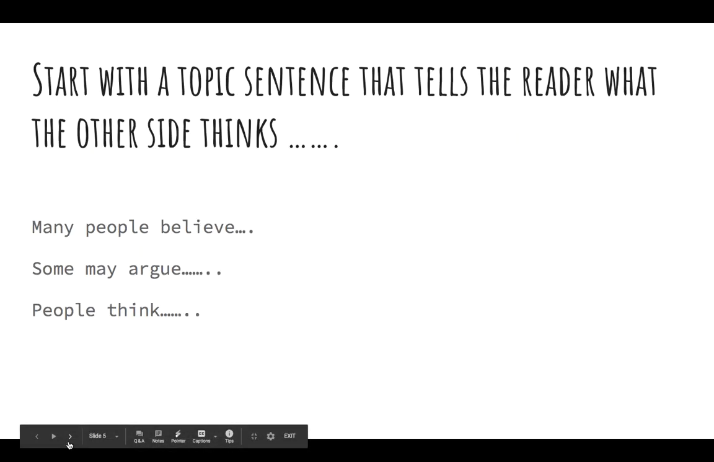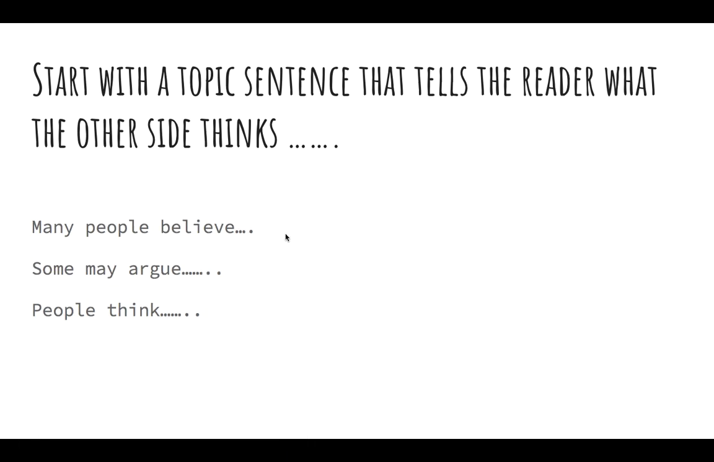Okay? So you're going to start with a topic sentence that tells the reader what the other side thinks. Okay? So many people believe that pets in the workplace reduce stress. However, pets in the workplace are a problem because, okay? Some may argue that self-driving cars should replace human drivers because they are safer than human drivers. However, this is wrong because, right? That's what acknowledging the opposition does, okay?